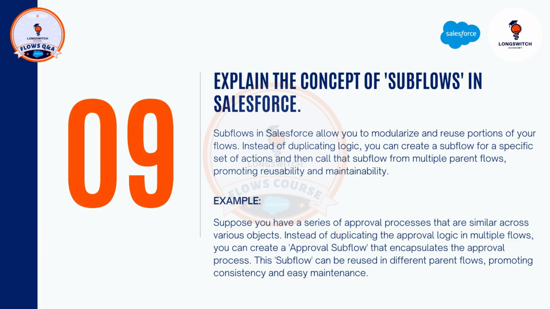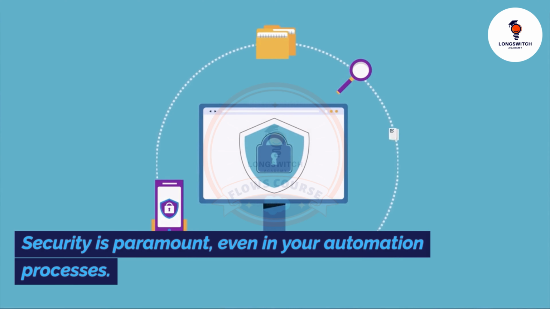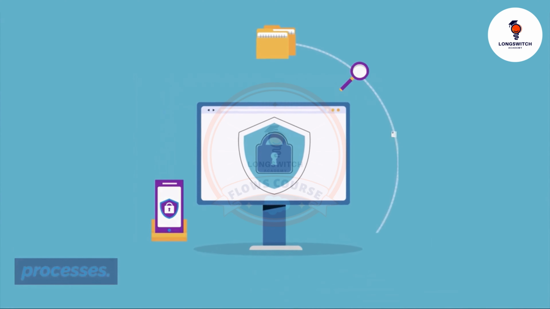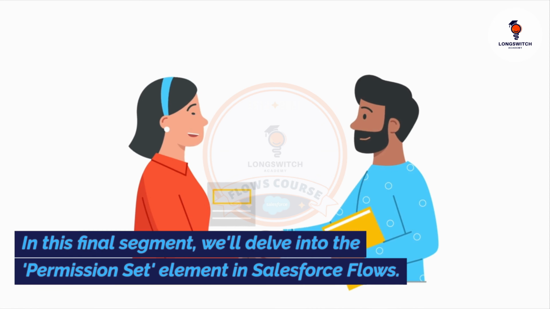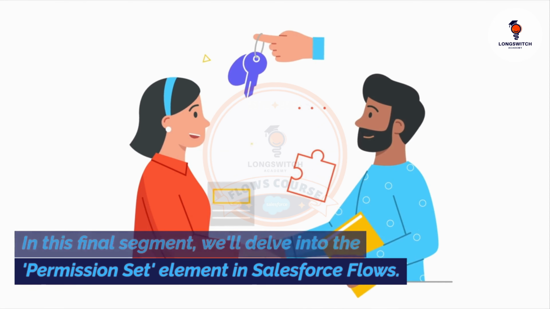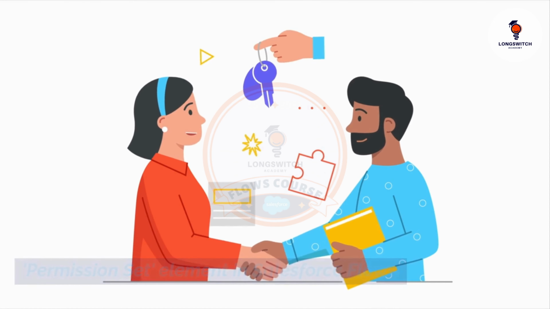Suppose you have a series of approval processes that are similar across various objects. Instead of duplicating the approval logic in multiple flows, you can create an approval subflow that encapsulates the approval process. This subflow can be reused in different parent flows, promoting consistency and easy maintenance. Security is paramount, even in your automation processes. In this final segment, we'll delve into the permission set element in Salesforce Flows.